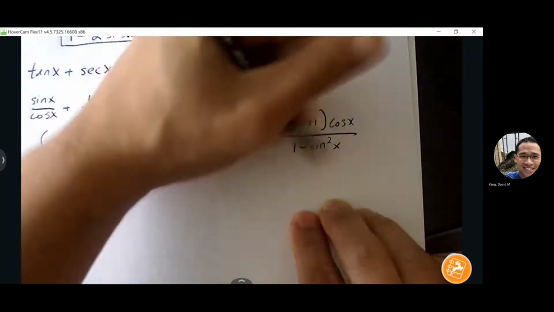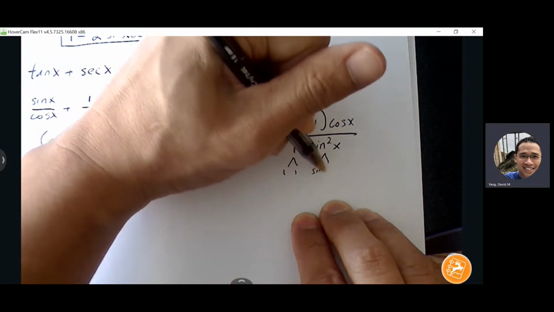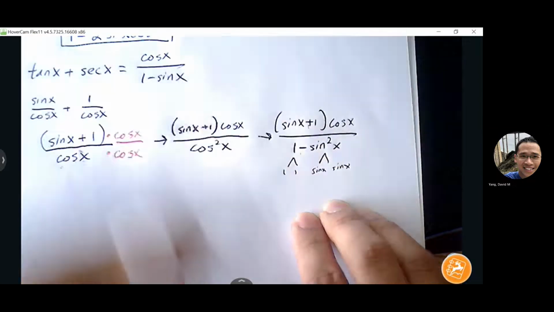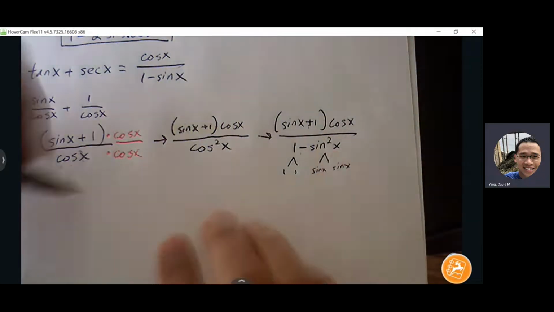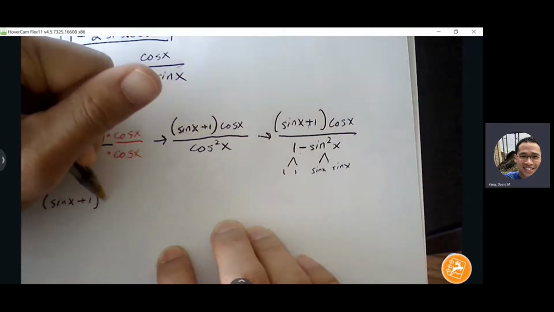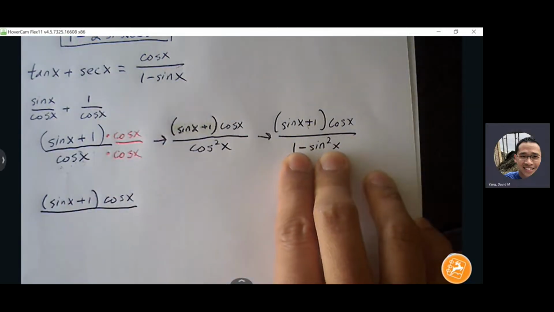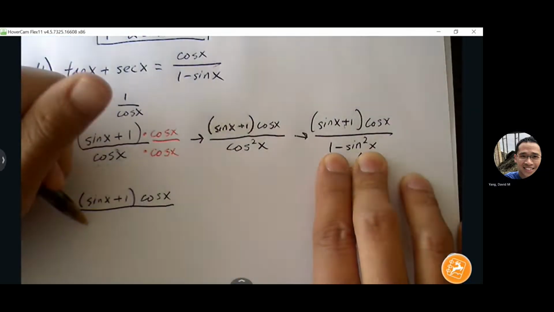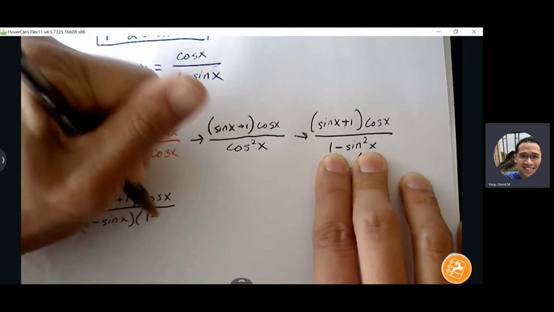Yeah. We can break them down into 1 and 1, sine and sine. Right? A squared minus b squared is a minus b times a plus b. So I'm just going to get that denominator to factor. Okay, so what does that turn into? 1 minus sine x times 1 plus sine x.